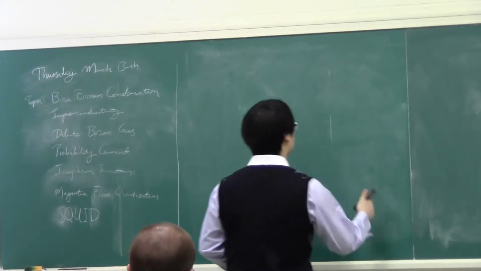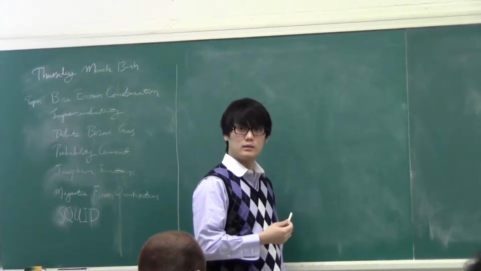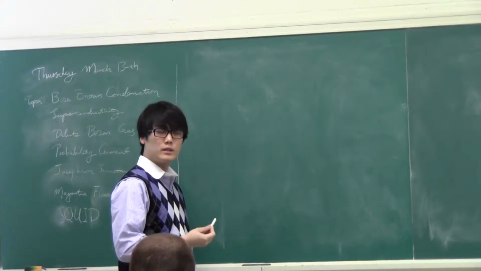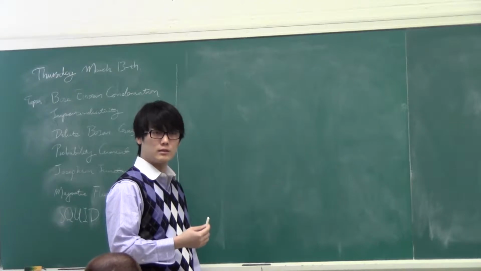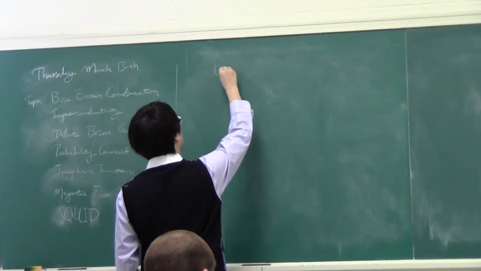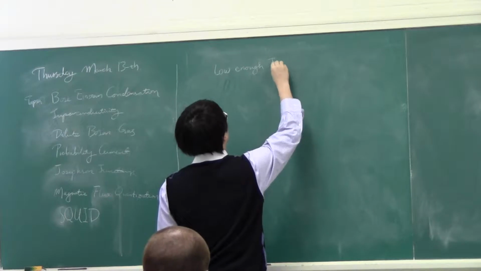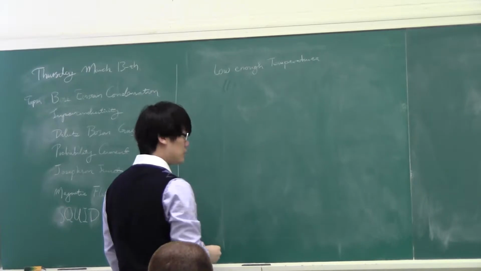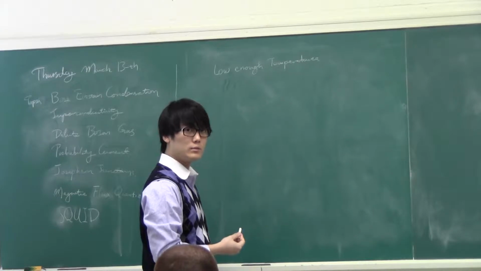So roughly speaking, in words, the phenomenon of Bose-Einstein condensation can be summarized as: a system of many bosons exhibits a macroscopic occupation of the ground state at low enough temperatures. So how low is low enough temperature? Okay, so how low exactly? Now let's find out. Let's first think about this in terms of quantum mechanics.